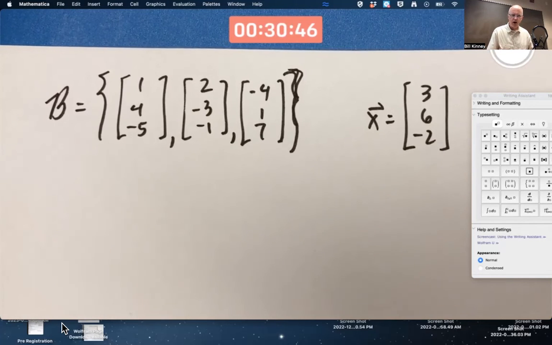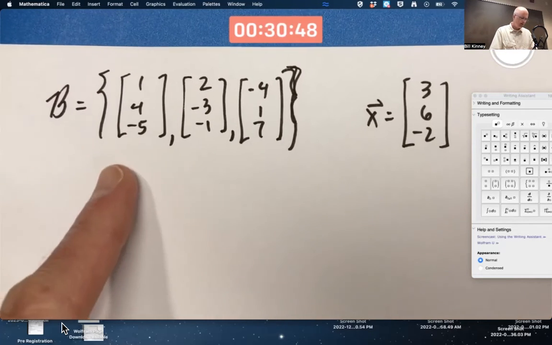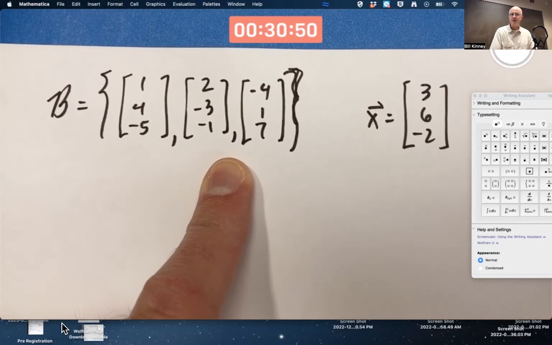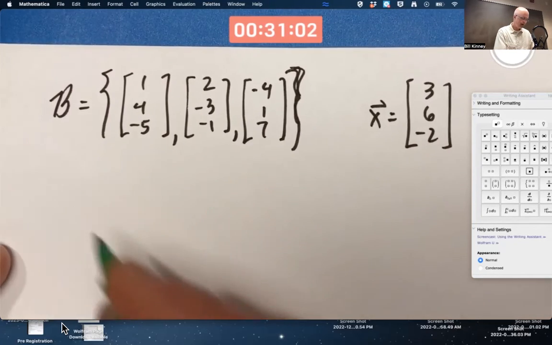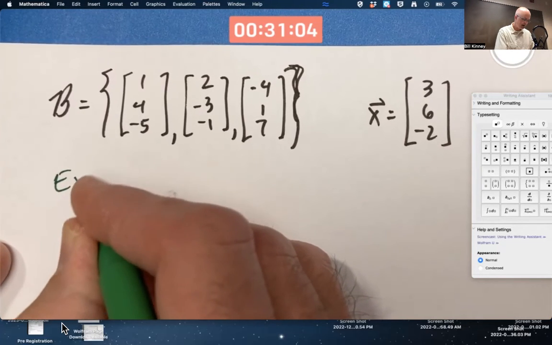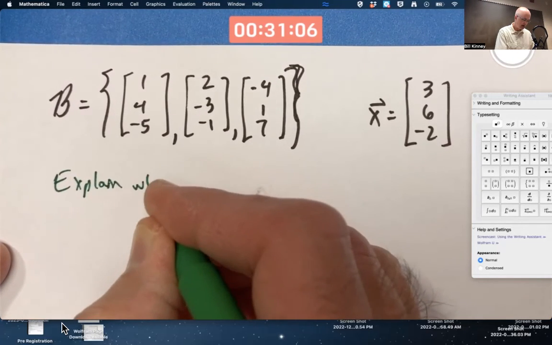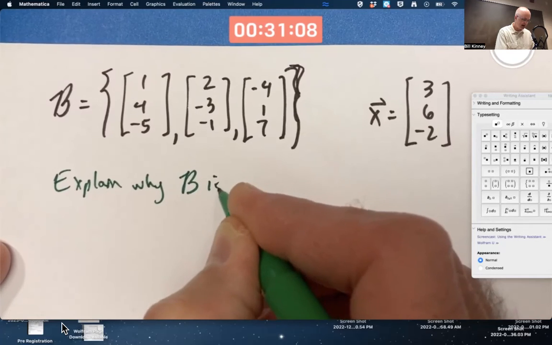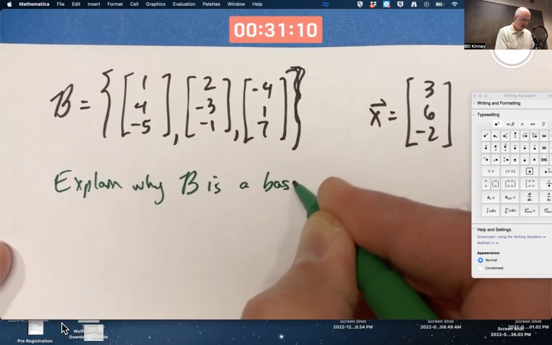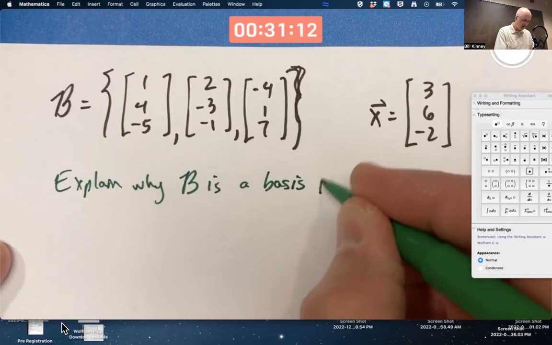For a linear algebra problem, I wrote down 3 random vectors from R3, and I was saying most likely that means it's going to be a basis of R3. And the goal is to explain why B is a basis, you could say, of R3 or for R3.